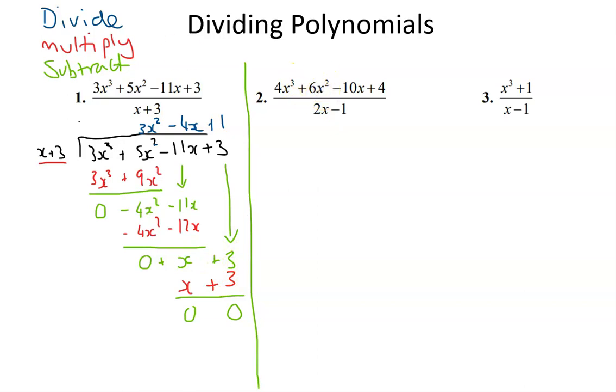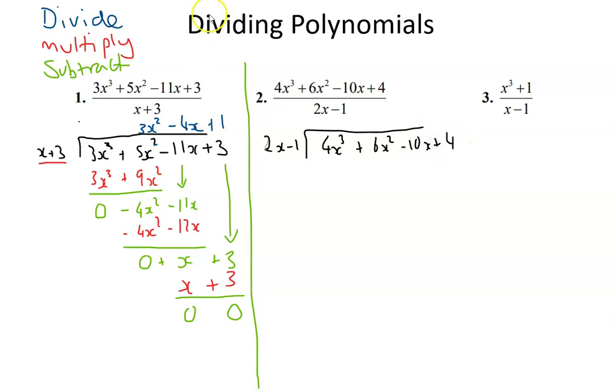Okay, second example. So the question is 2x minus 1 is being divided into 4x cubed plus 6x squared minus 10x plus 4.